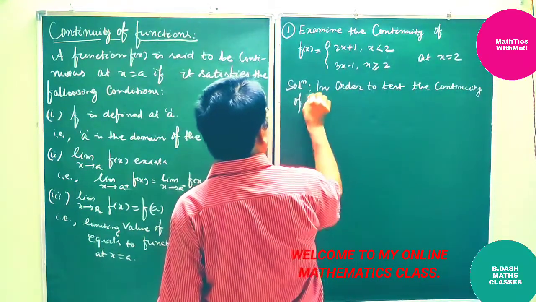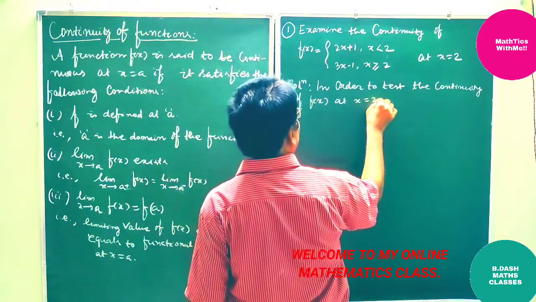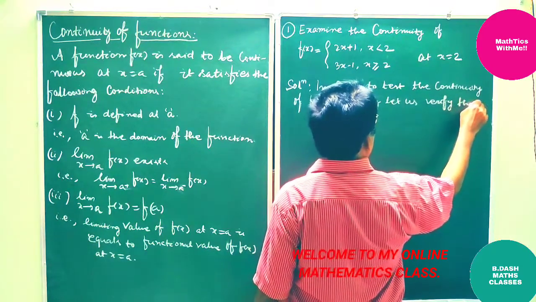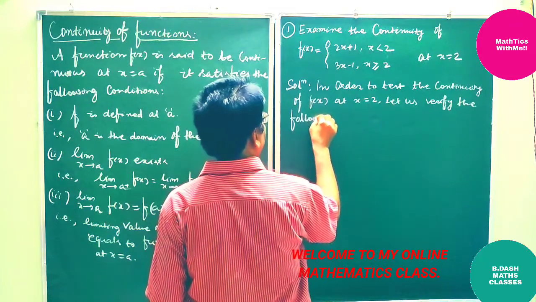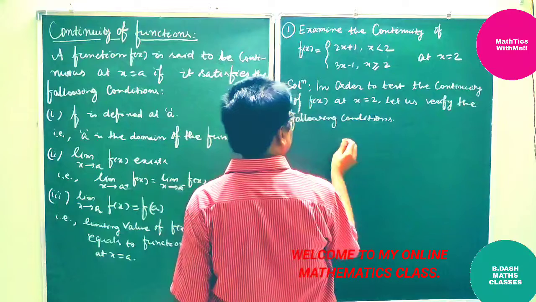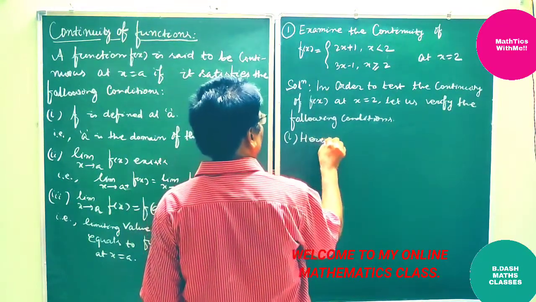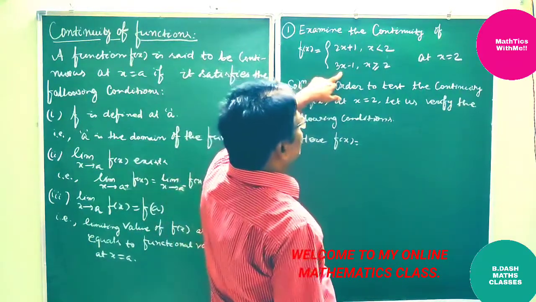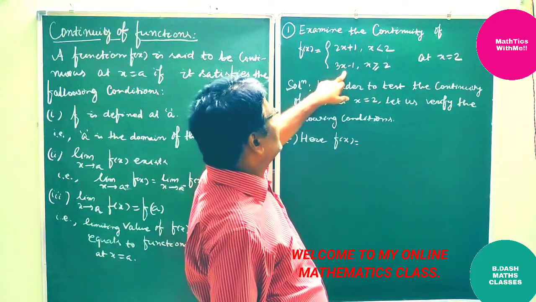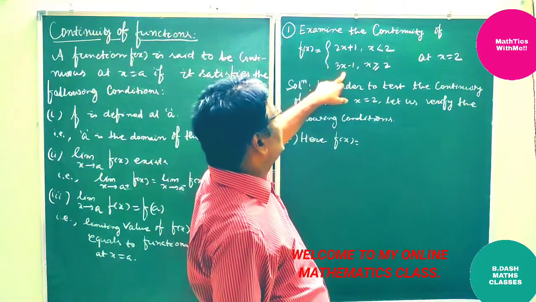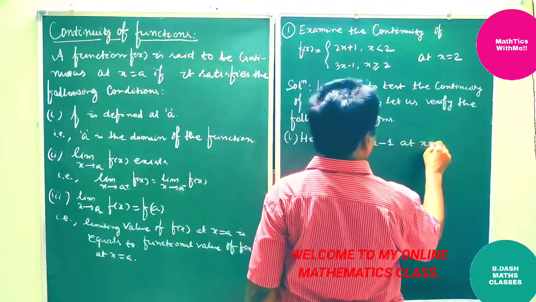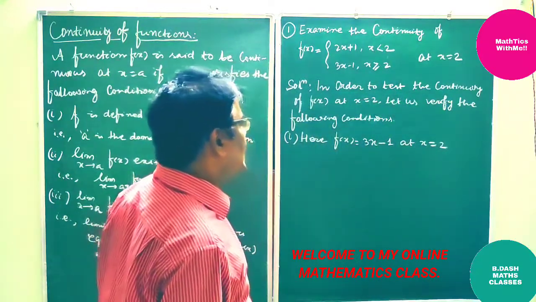In order to test the continuity of f of x at x is equal to 2, let us verify the following conditions. So first of all, here f of x is equal to 3x minus 1 at x is equal to 2. Because f of x is equal to 2x plus 1 when x is less than 2, f of x is equal to 3x minus 1 when x is greater than 2, and f of x is equal to 3x minus 1 when x is equal to 2.